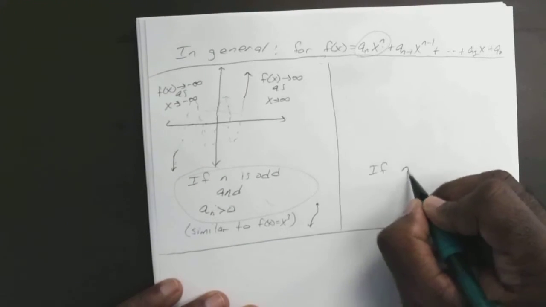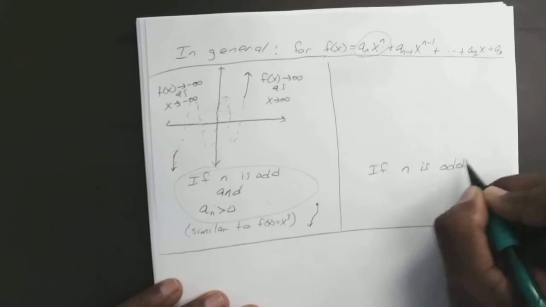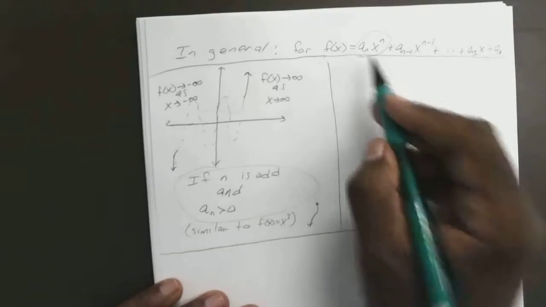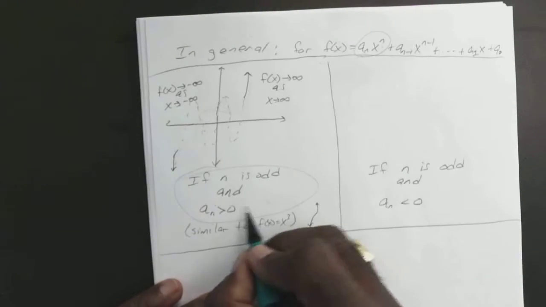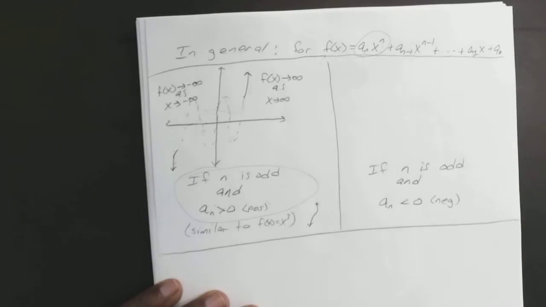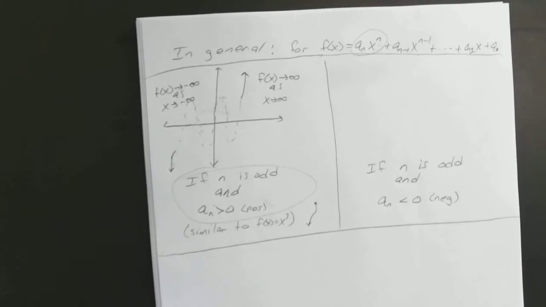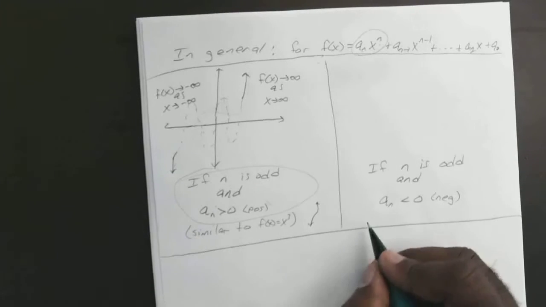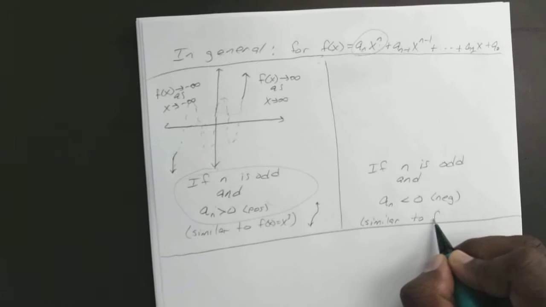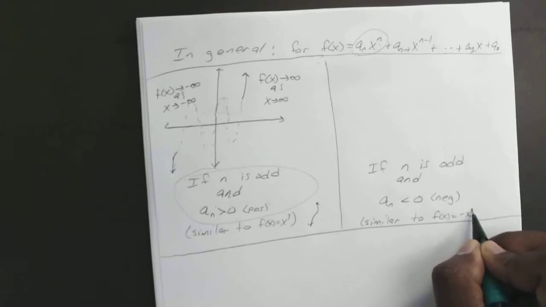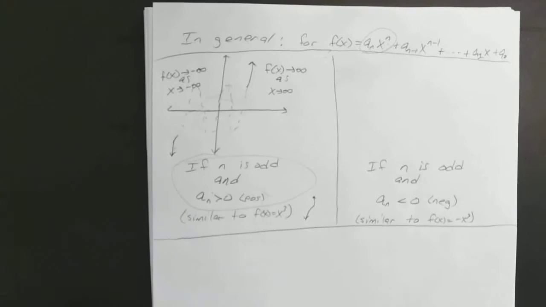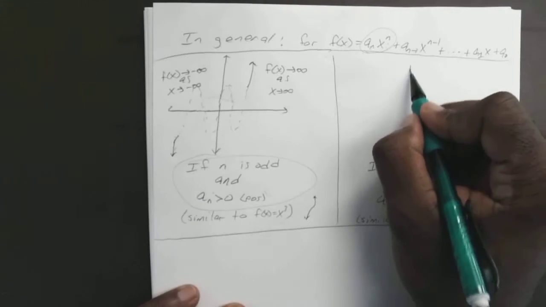Okay. So what if n is odd, and your leading coefficient is negative? Let's say just positive, and that's negative. Now, if you think about it, that's similar to negative x to the third, which is just x to the third flipped.